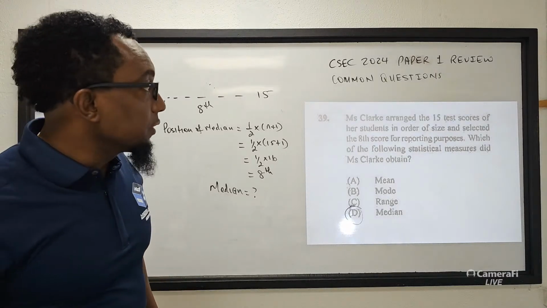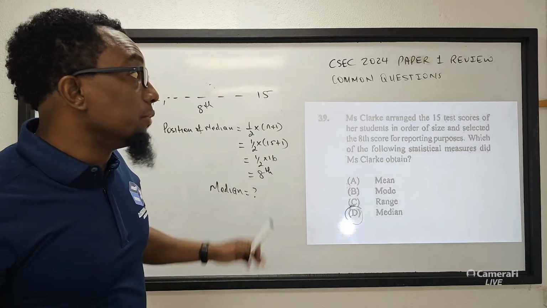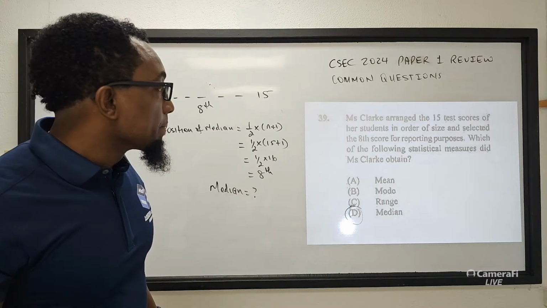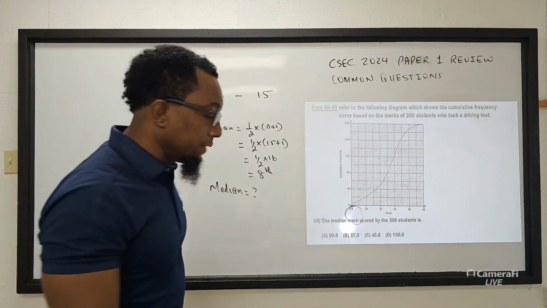So if you see this question, you will automatically answer. Well, read it properly first. Yeah, we know it's D, but I'm showing you why it's D. Alright, let's look at 40.